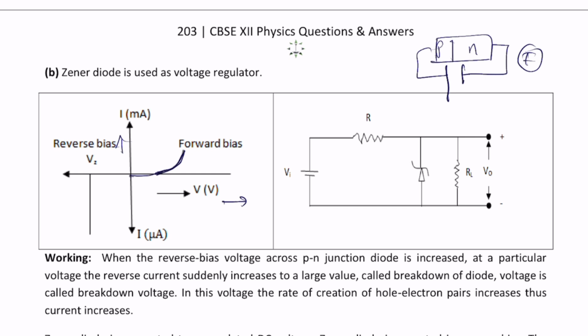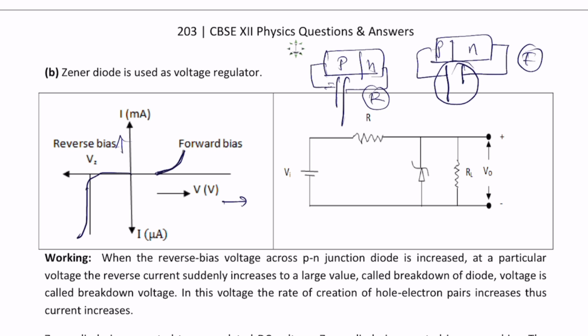But now, if you reverse this voltage, means P type with the negative and N type with the positive terminal. When it is reversed, then what happens? After some time there is a sharp increase in the current. Okay, this is called the reverse bias condition. So this is the Zener diode symbol in the circuit.